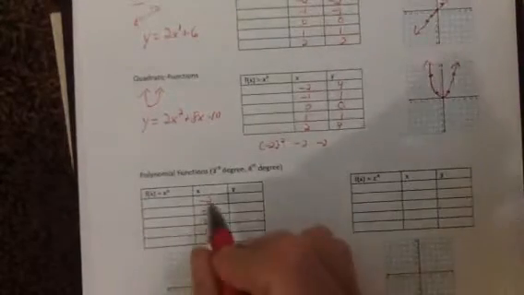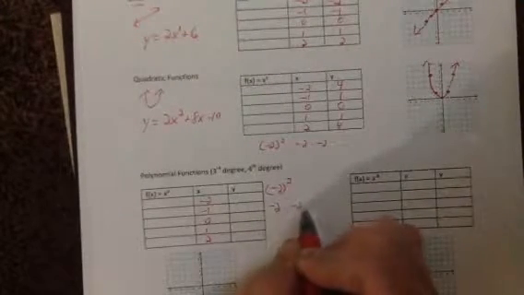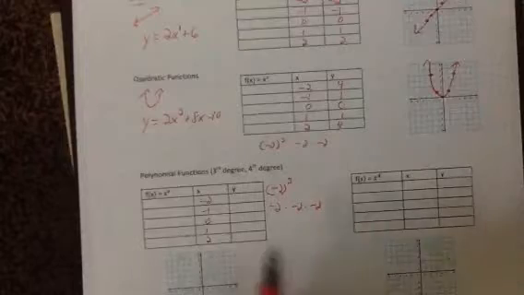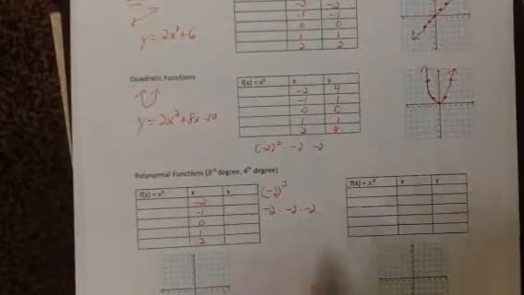Polynomial functions, third degree and fourth degree. We have this here and here. I'm going to use my same points. -2, -1, 0, 1, and 2. And this time I have to raise it to the third power. Which means, if you can imagine, if I'm taking -2 and I'm raising it to the power of 3, I'm making -2 multiply itself 3 times. -2 times -2 is 4. 4 times -2 is -8.